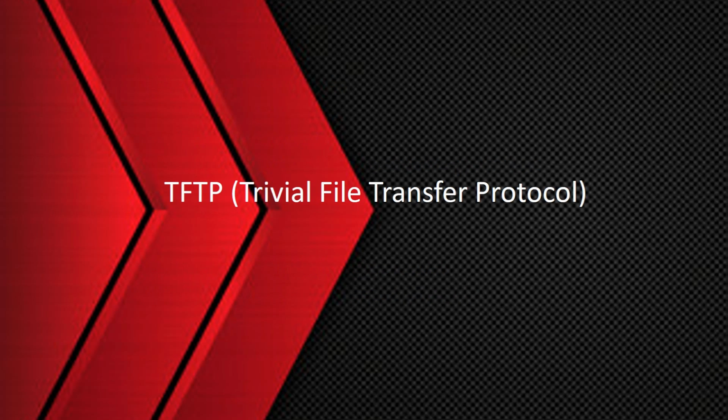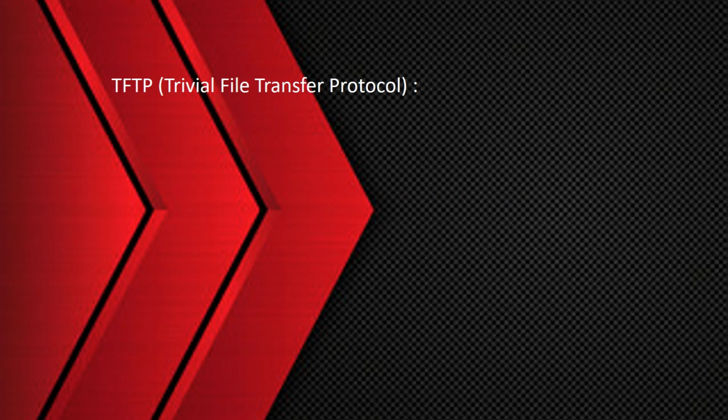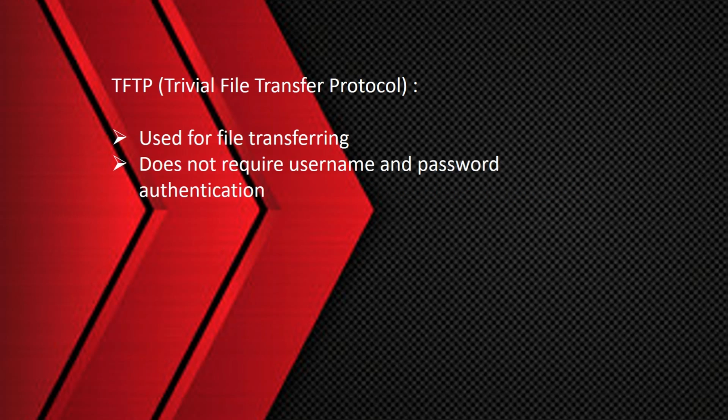Next one is TFTP, Trivial File Transfer Protocol. Exactly like FTP, used for file transferring. Only difference is it does not require username and password authentication, and it's not really used that much anymore. It uses UDP port number 69, and that's it.